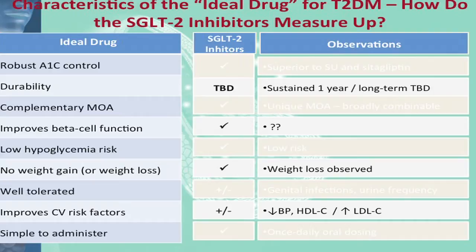There is improvement in beta cell function, but that has yet to be proven more. Low risk of hypoglycemia. Can't nobody read this white lettering on all of this pale stuff. Weight loss has been observed. It's well tolerated, except for the genital urinary tract infections, and it's simple to remember.